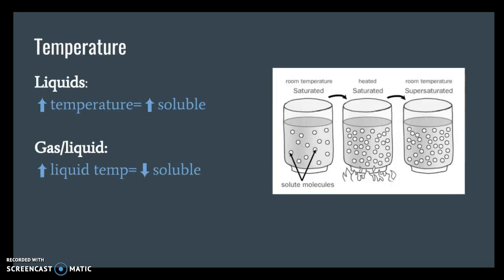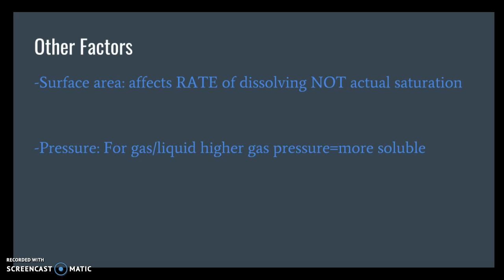Temperature also affects solubility. When the temperature is higher in liquids, it becomes more soluble. In a gas/liquid solution, when the liquid temperature is higher, the solution will be less soluble. Other factors that affect solubility: surface area affects the rate of dissolving, but not the actual saturation. Pressure also affects solubility, and for gas/liquid solutions, higher gas pressure makes the solution more soluble.